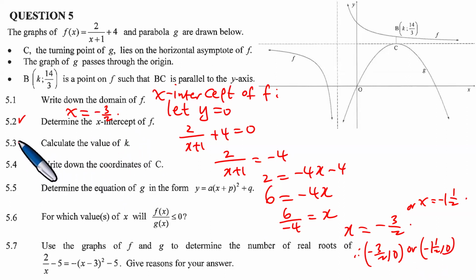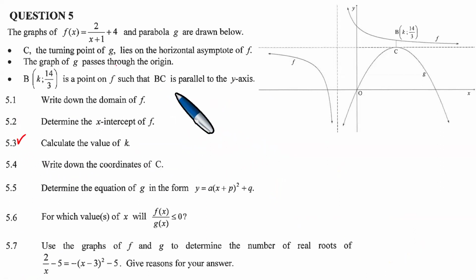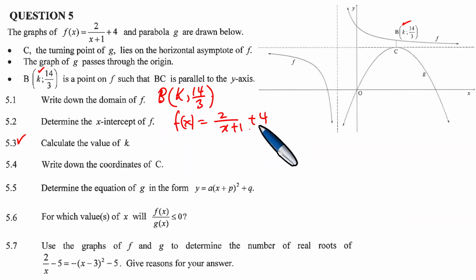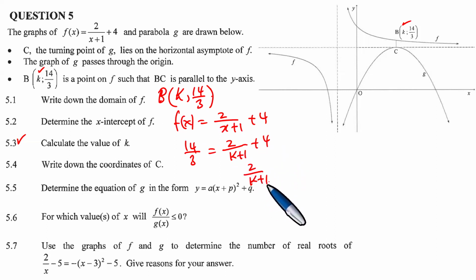determine the value of k in 5.3. To find the value of k, we recognize that k appears here and k appears there as well. In 5.3, we note that the point B has the coordinates k and 14/3. f of x is 2 over x plus 1 plus 4, where this is x and y. y is 14/3, which means 2 over k plus 1 plus 4. So we transpose, and we have 14/3 minus 4 equals 2 over k plus 1.